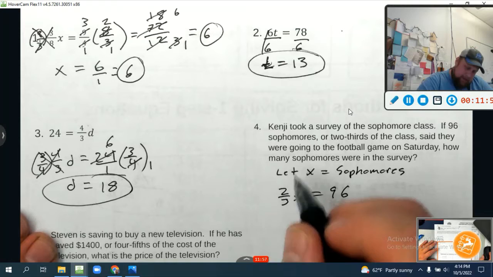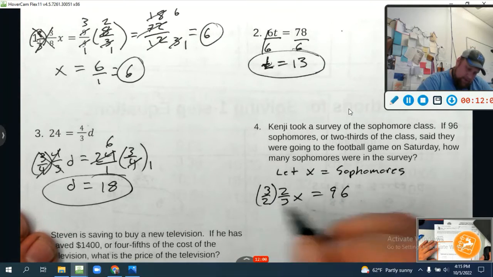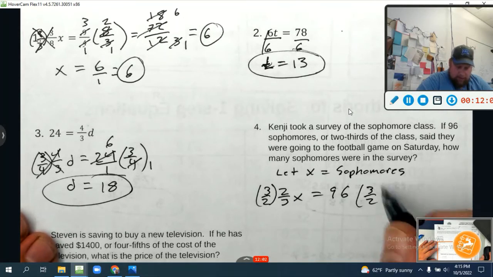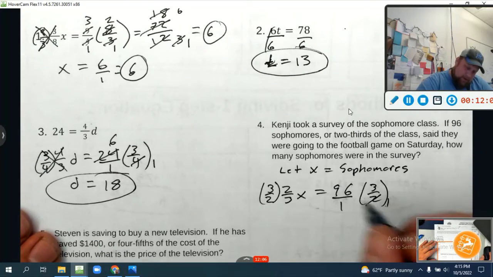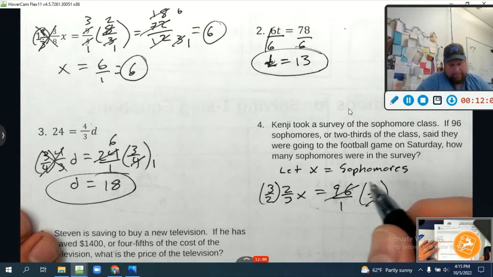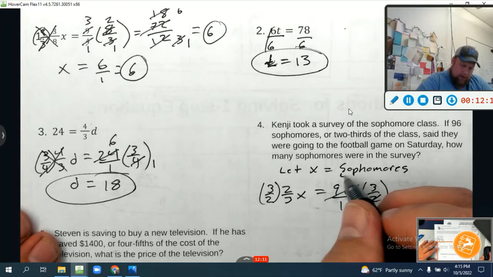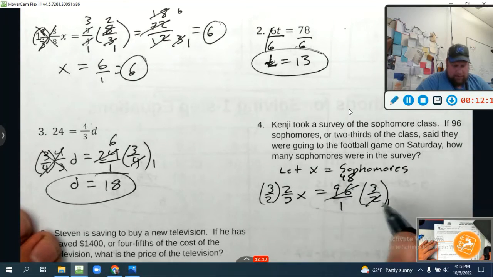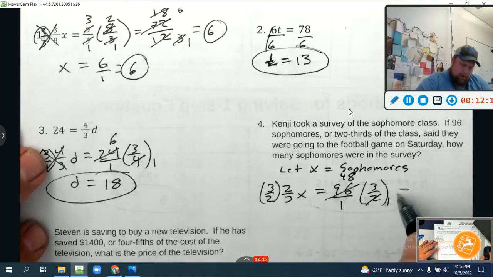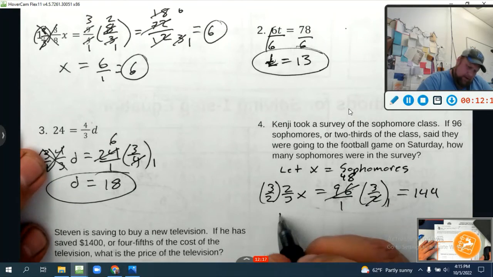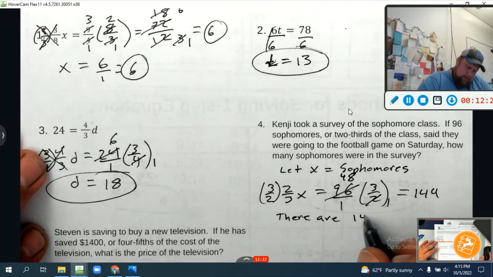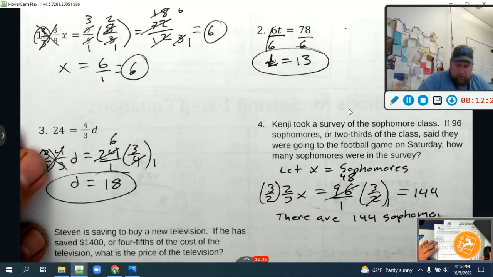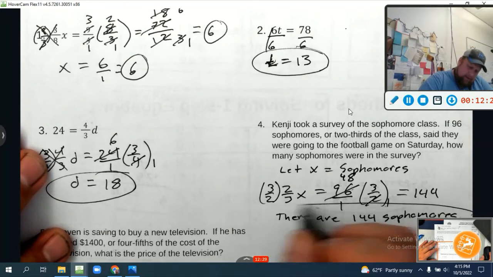So again, multiplicative inverse, 3/2 times 3/2 all over 1. 2 goes in there once, goes into 96 48 times. 48 times 3 is what? 120 plus 24, 144. There are 144 sophomores in the class. Or just 144 sophomores. Period. Boom.